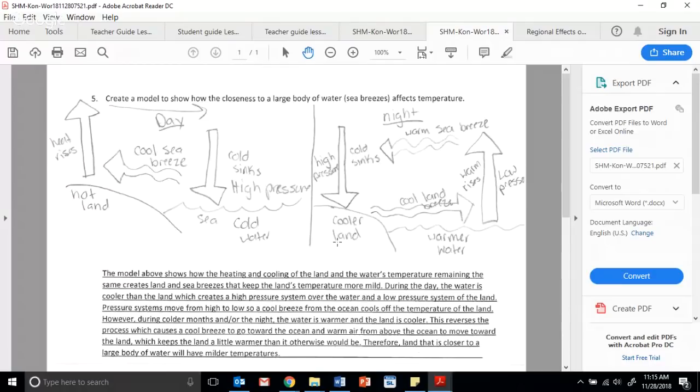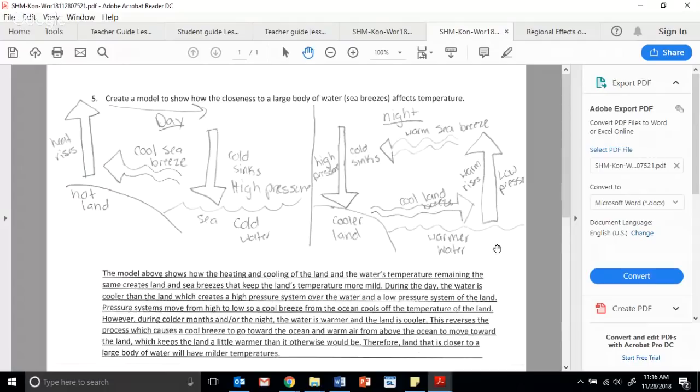Now remember, these are like mini pressure systems. They are not like pressure systems that are happening across the whole United States that cause storms and stuff. These are just little mini ones that cause breezes instead of like strong winds. So here we have a high pressure system because that cold air is sinking because the land is so much colder, okay? So this high pressure system is now on the land.